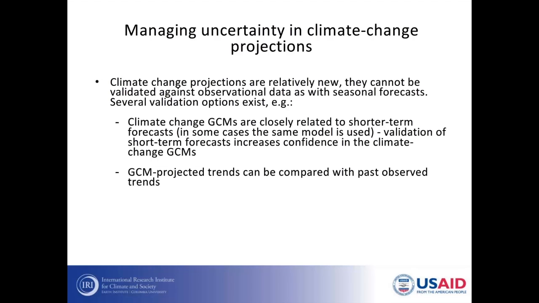For example, the GCMs used to make climate change projections are closely related to the ones that are used for shorter-term seasonal forecasts. In some cases, it's even the same model that's used. So by validating the short-term forecasts made by these models, that can increase our confidence in their climate change projections. Also, to some extent, the GCM projected trends over the 20th century can be compared with past observed trends.